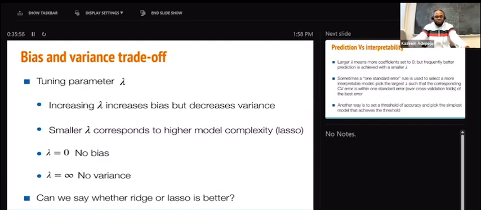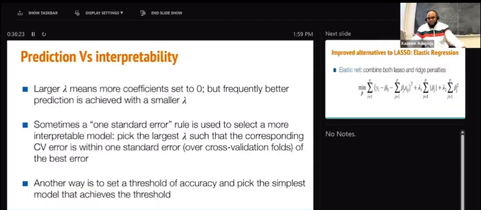Any question? Now the question is, can we say which one is better between the lasso and the ridge? We go for lasso. You know why I'm going to go for lasso? Because lasso will completely eliminate irrelevant variables. It will shrink their coefficients to 0, but the ridge will not do that.